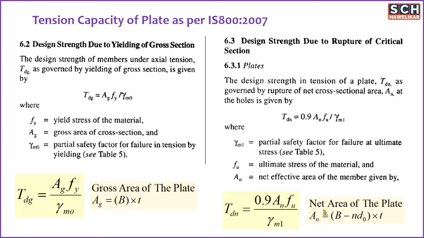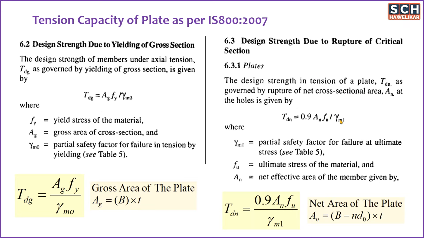Again, when we don't know the cross section of the member, we consider it as a rectangular flat section. So this formula is utilized only for plates. The net strength of the plate can be calculated by using this formula. When we are relating these two, the gross area we can assume as Ag is equal to B into T, where B is the width of the plate and T is the thickness of the plate.